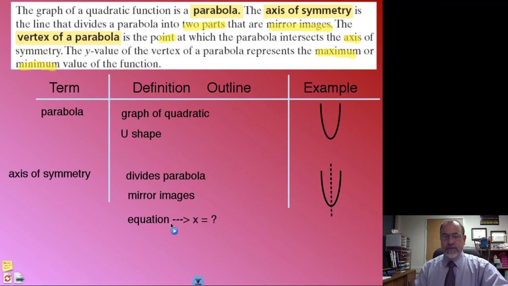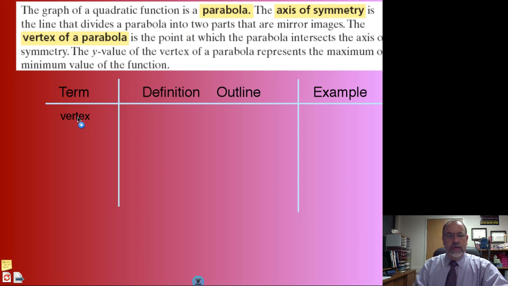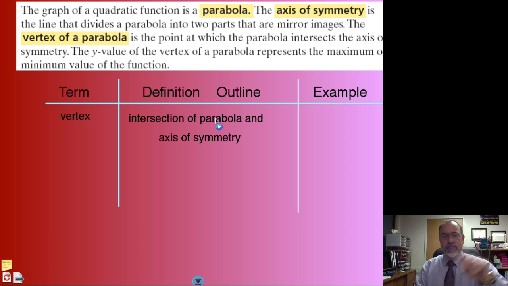Now the vertex would be right down here. Actually, I think I covered that in the next slide, so let's just go there. Yeah, the vertex is the intersection of the parabola itself and the axis of symmetry. So here's the parabola itself, the axis of symmetry divides it, and then right here where they intersect is the vertex.